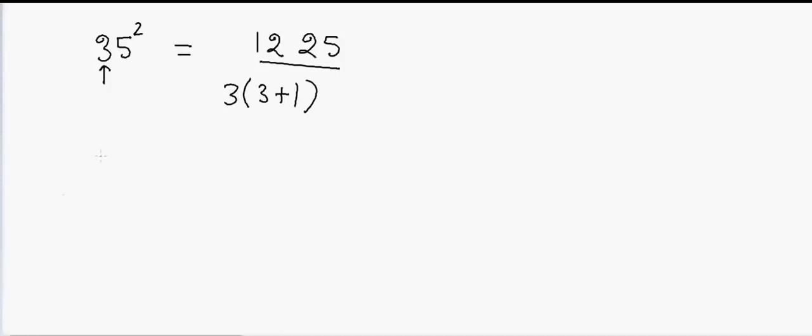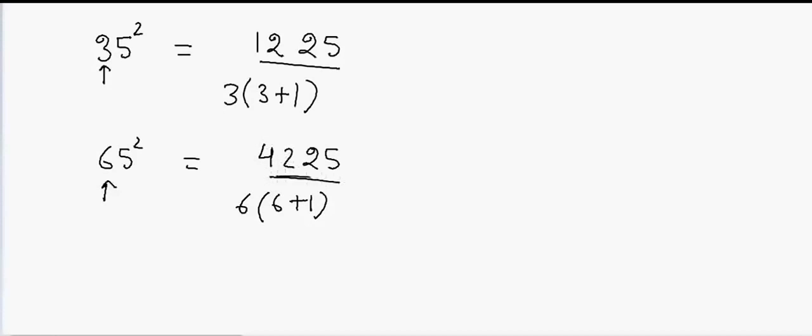So another example, if I have 65 square, in that case I have to write 25, and then I'll take 6. So multiply 6 by 6 plus 1, that will be equal to 7. 7 into 6 is 42. So the answer is 4225. So how does this trick work? Let's look into that.